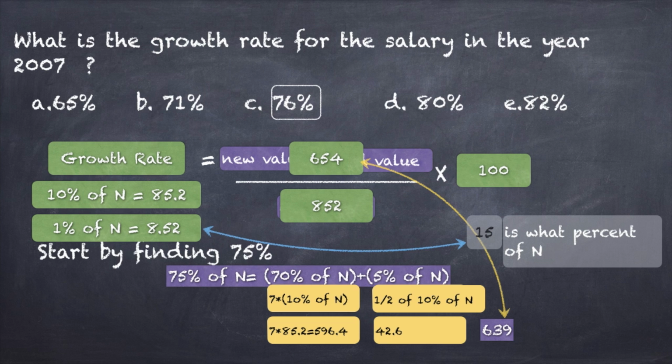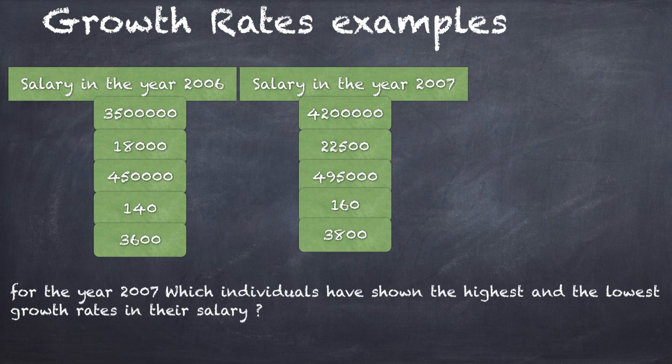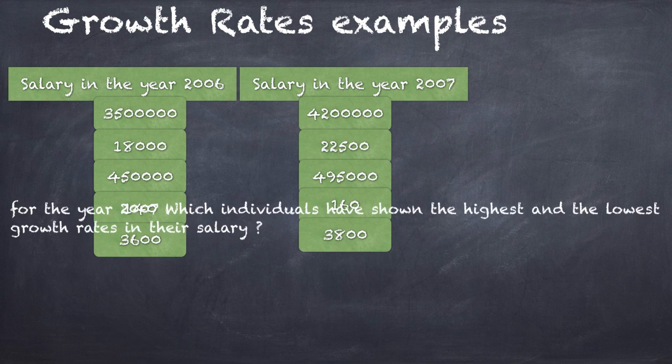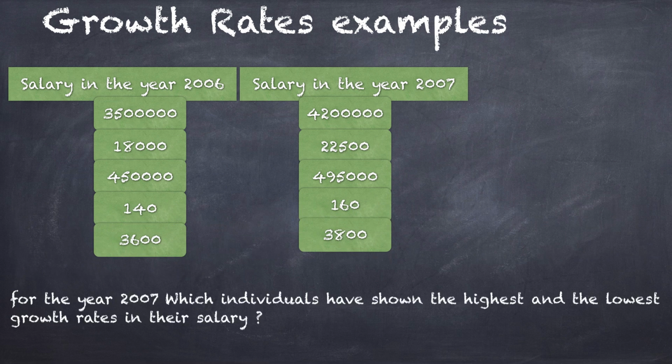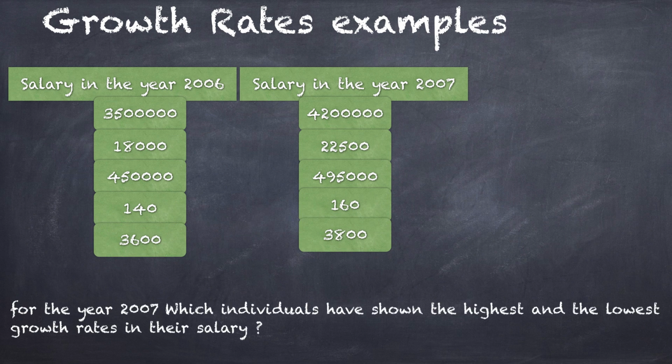Okay, so let's go back to the growth rate concept once again, and look at the same data that we looked at earlier, but this time change the question slightly and say, let's say for the year 2007, which individuals have shown the highest and the lowest growth rates in their salary. So this time the question is not for an exact value, but finding out who is the highest and who is the lowest in terms of percentage gain.